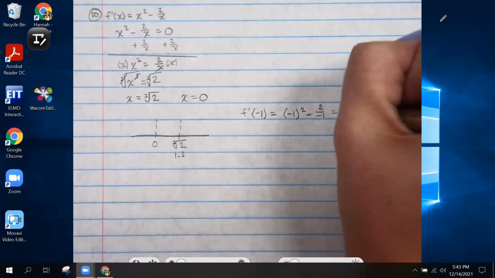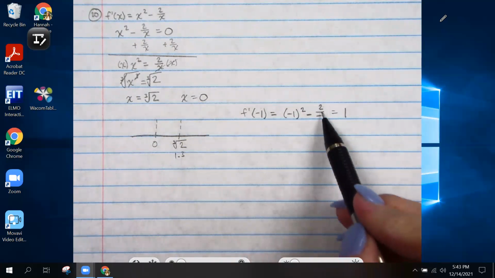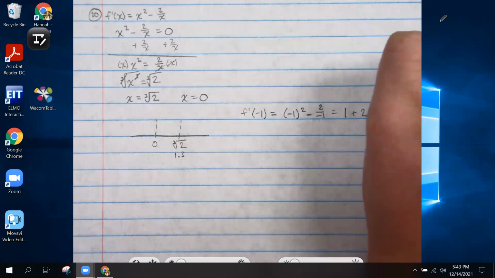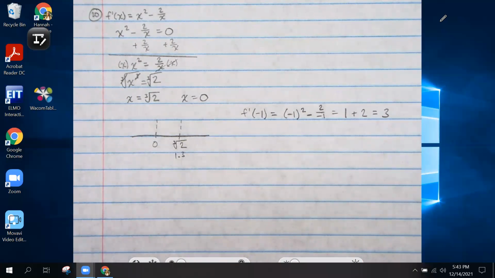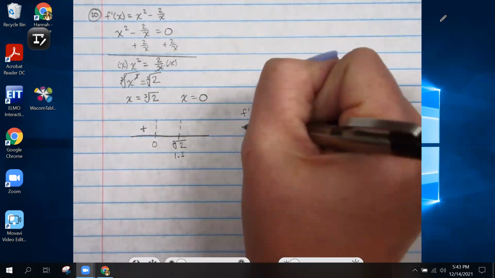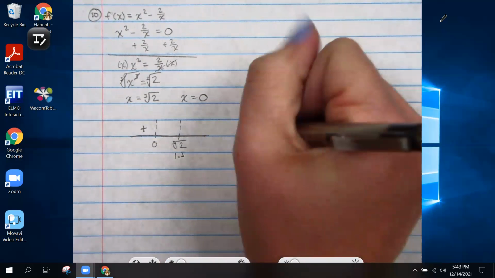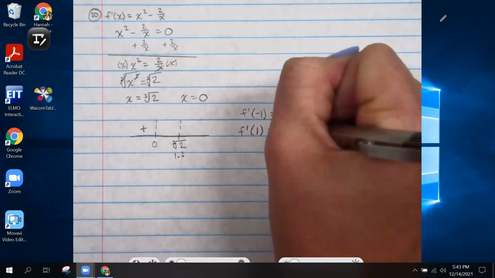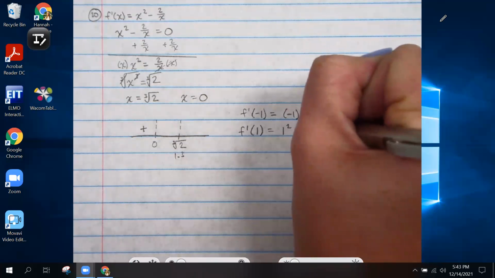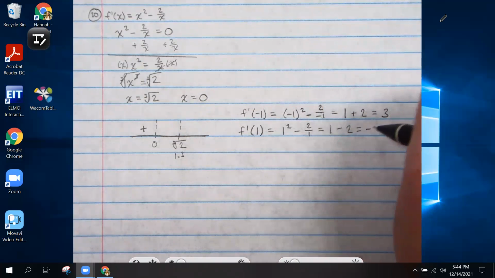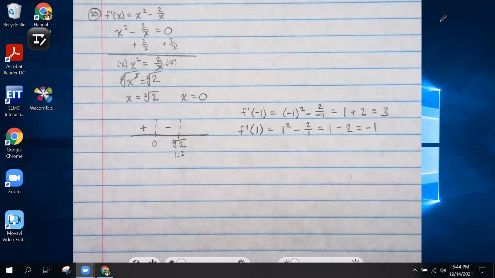-1 squared is a +1. 2 divided by -1 is -2. Minus -2 is the same as +2. So we get 3, which is positive. Between the interval 0 to around 1.3, we can use 1. So we get 1 squared minus 2 over 1. 1 squared is 1. 2 over 1 is 2. So we get 1 minus 2, which is -1. So we get a negative for that interval.